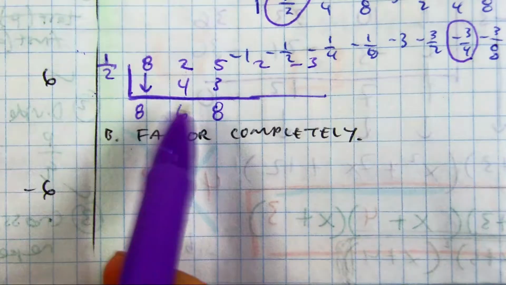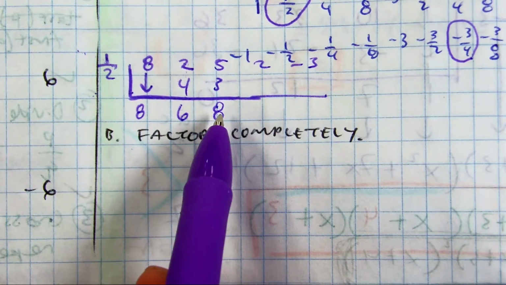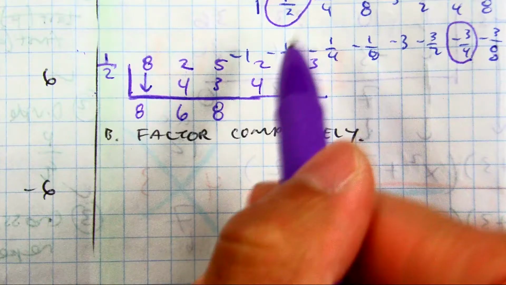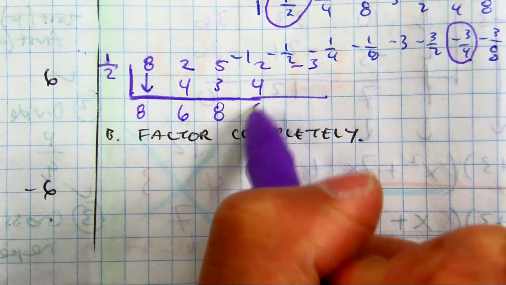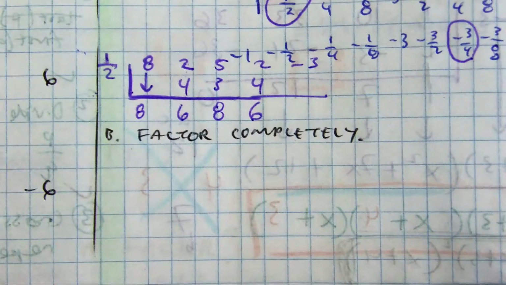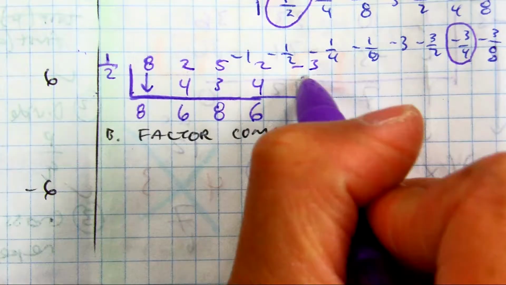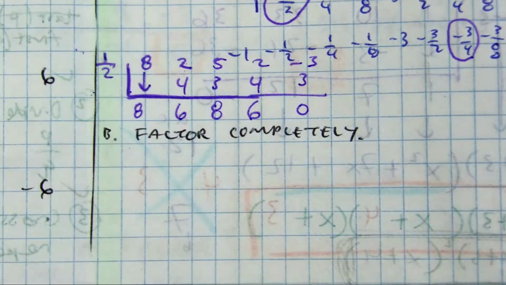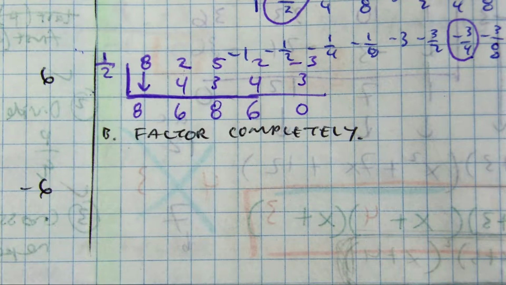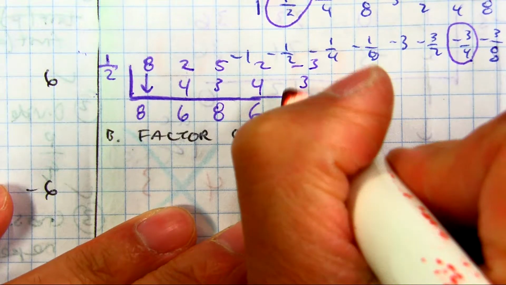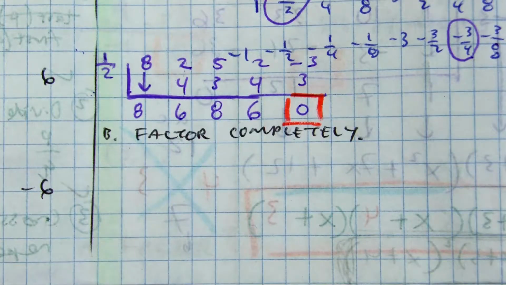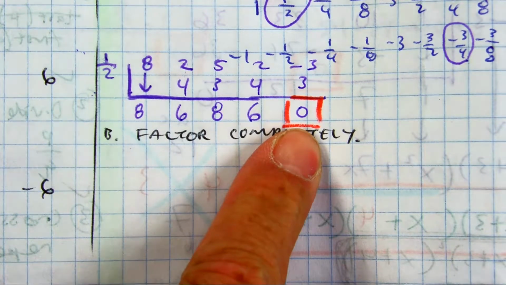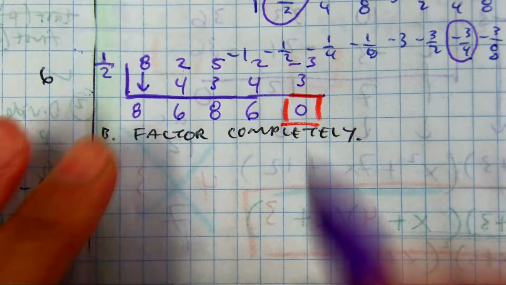1/2 times 8/1. 4 plus 2. 1/2 times 6. Negative 3 plus 3 is 0. Remember, I already knew this worked. Okay, what do you think we could do next? We already knew that 1/2 works.